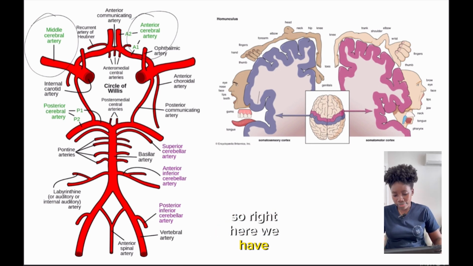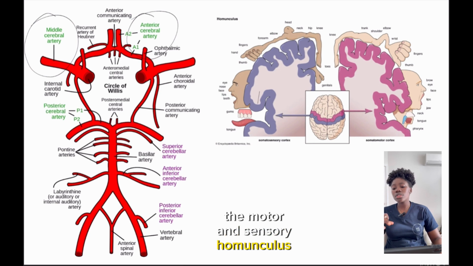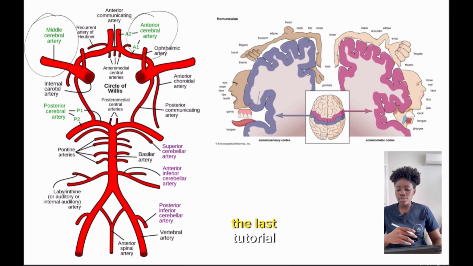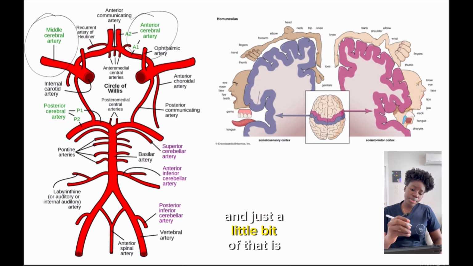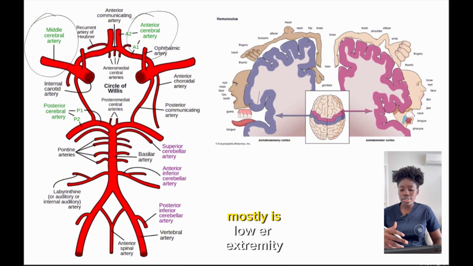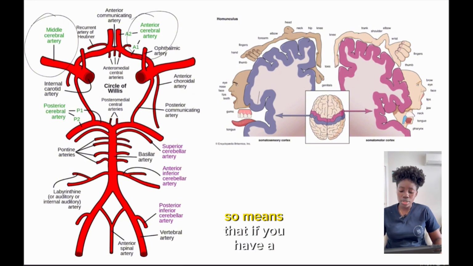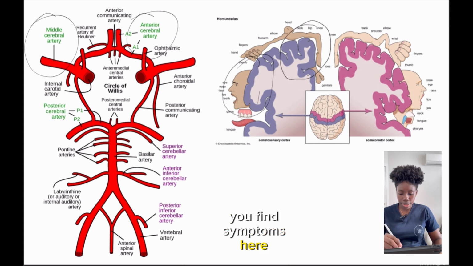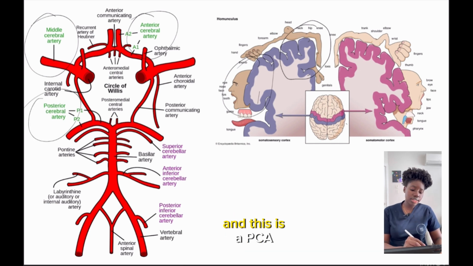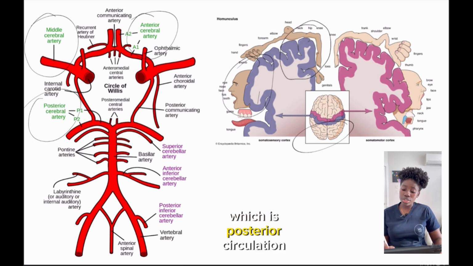So right here we have the motor and sensory homunculus, which we also talked about in the last tutorial. And just a little bit of that is anterior cerebral artery, mostly lower extremity stuff. So it means that if you have a lesion in the ACA, you find symptoms here. If you have lesions in the MCA, you find symptoms here. And this is the PCA, which is posterior circulation, which is part of what we want to talk about today.